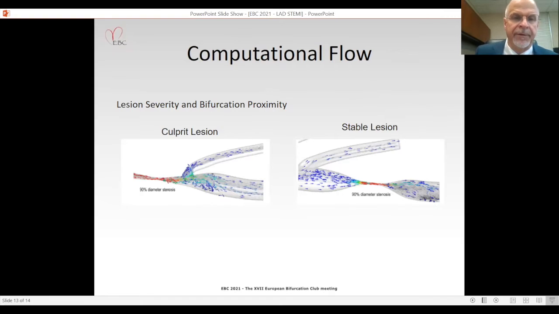If we look at the more severe 90% stenosis, again in the culprit lesion, proximal now to a bifurcation, we see flow recirculation both in the side branch as well as the main vessel, again predisposing to a subsequent state for thrombosis. In a stable lesion with a 90% stenosis quite distal from a bifurcation, we see the flow is maintained mostly laminar, although there is some slight recirculation in the distal vessel.